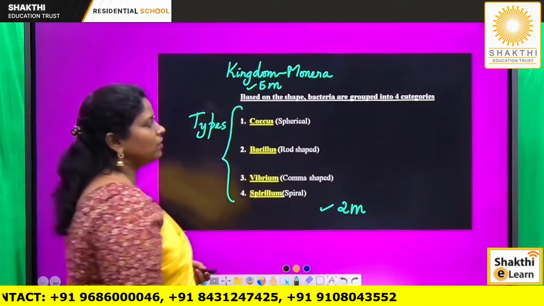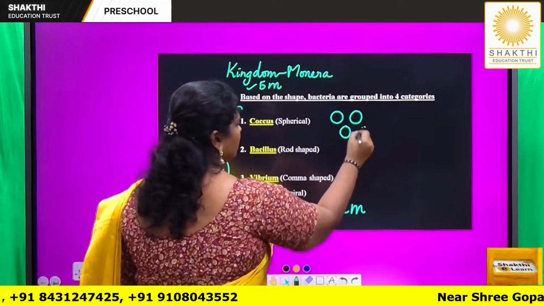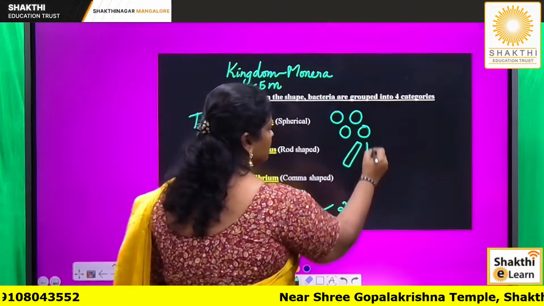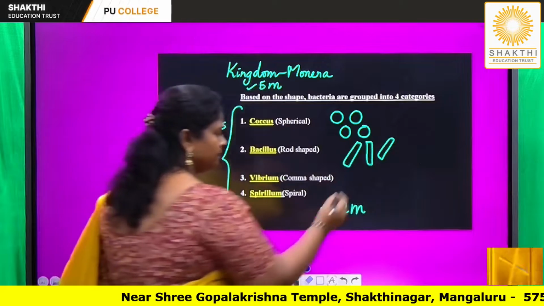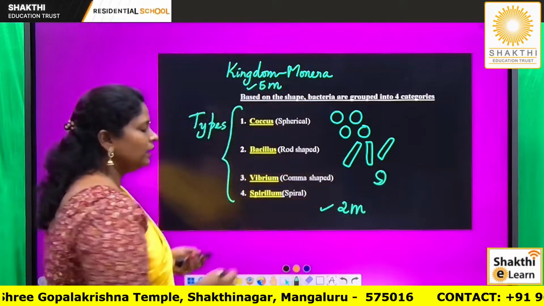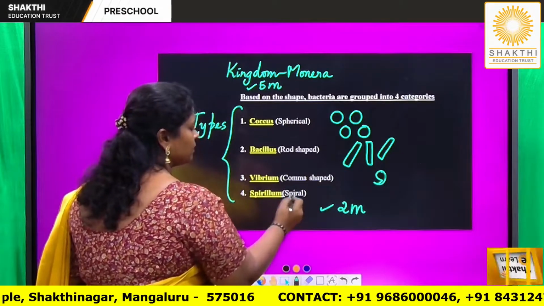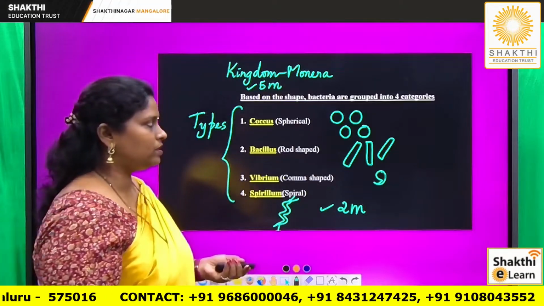As it is mentioned on the screen, some of them appear round in shape, spherical, coccus bacteria. Some will appear to be rod shaped, that is bacillus. Some have a comma shape. This is comma shaped bacteria, and some will be spiral in shape, which is called spirillum. These are the different varieties of bacteria based on the shape.